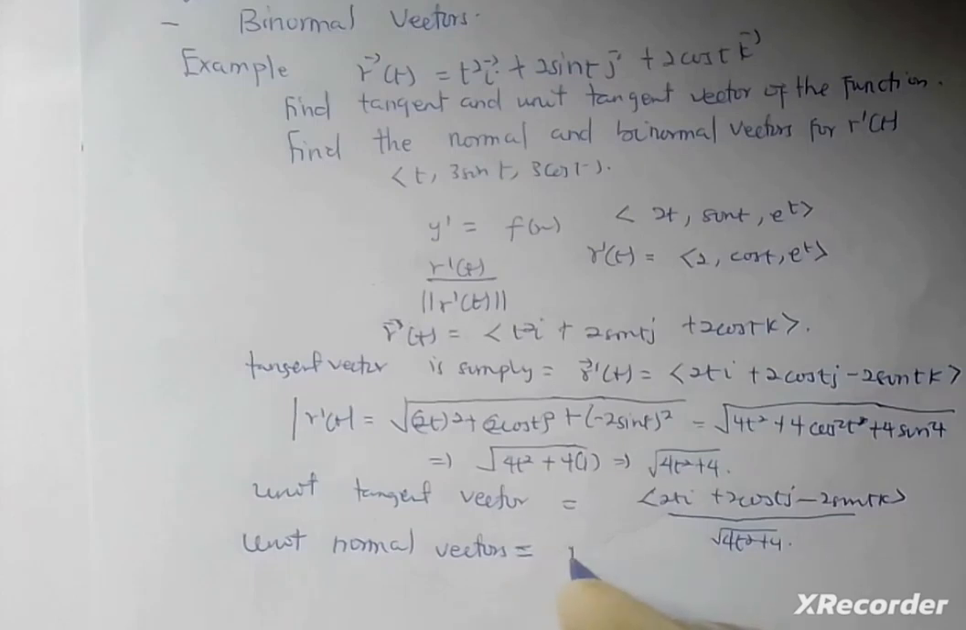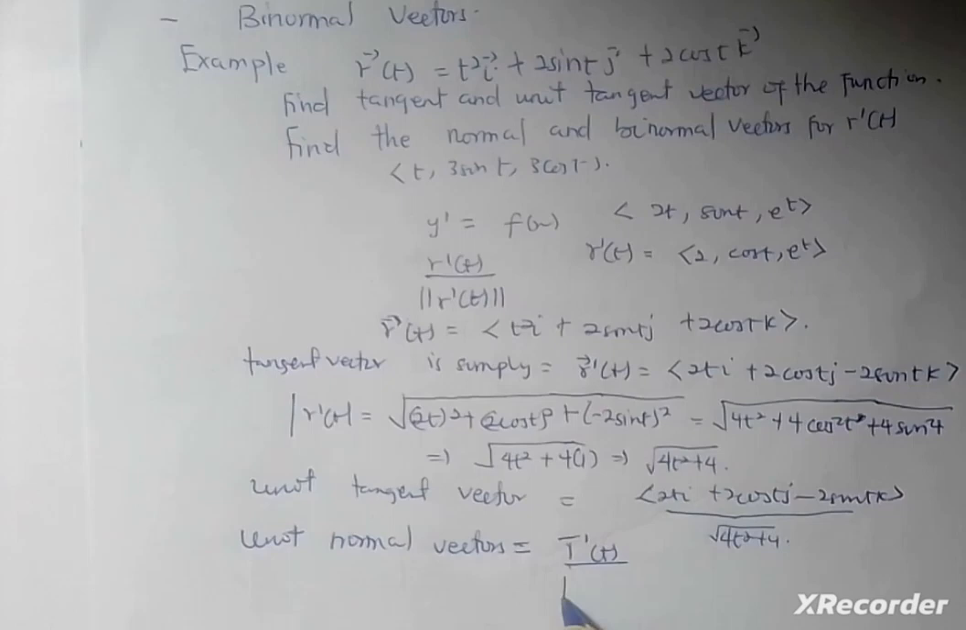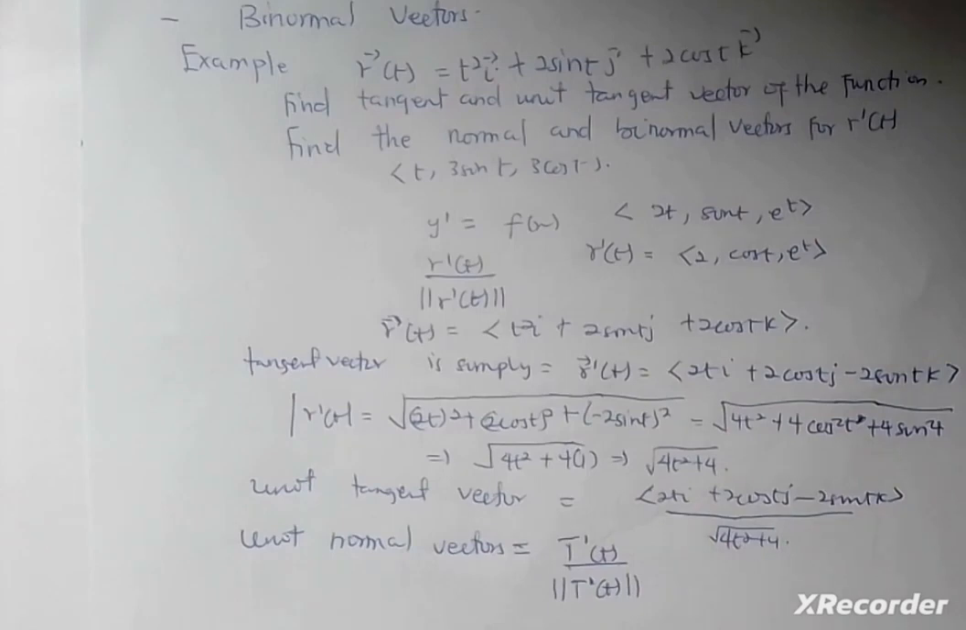So I'm going to have T prime of t. Now I'm going to differentiate the tangent vector to get T prime of t over the length of the tangent vector. Meaning if you want to find normal vectors, it is simply the derivative of the tangent vector. But if you want to find unit normal vectors, you have to divide it by its length. So that is normal vectors.